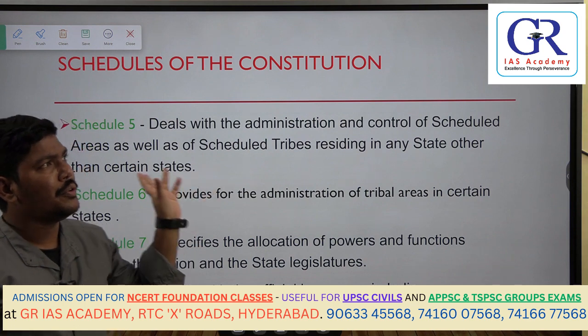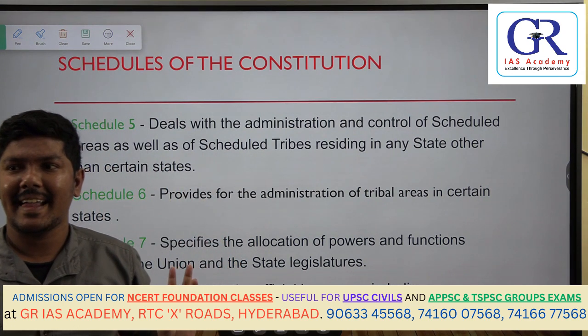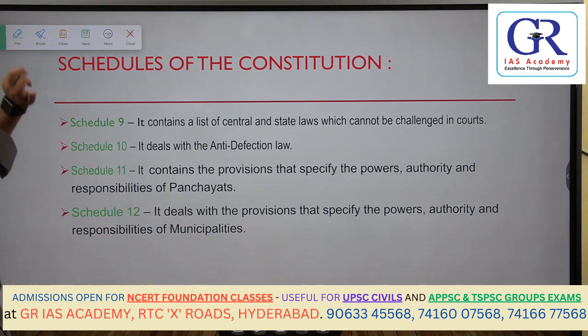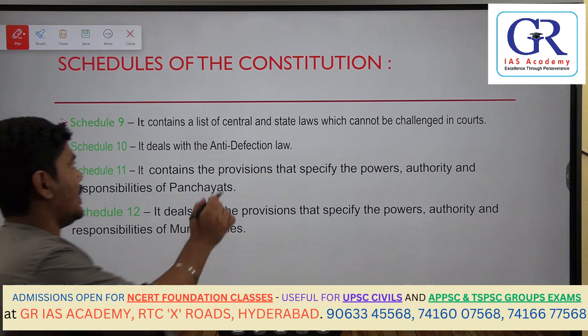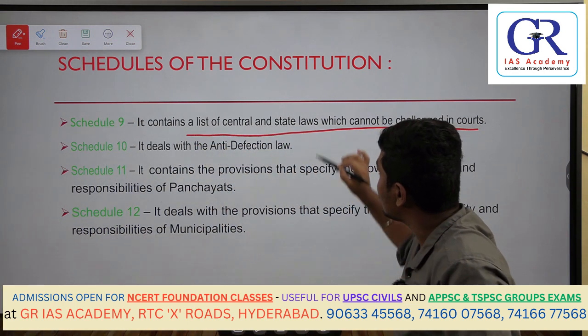Now, do you remember schedule number 1 to 4? Really? Okay, fine then. Let's go to schedule number 9. It contains a list of central and state laws which cannot be challenged in courts.